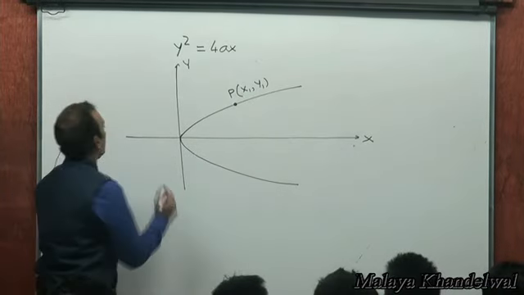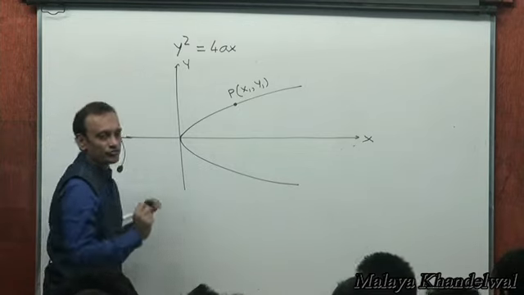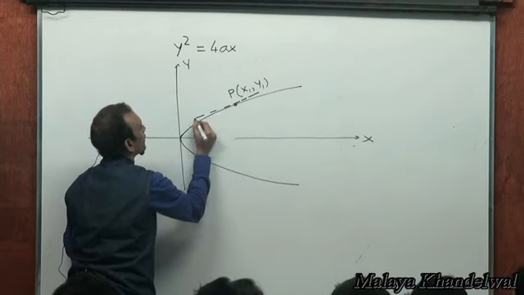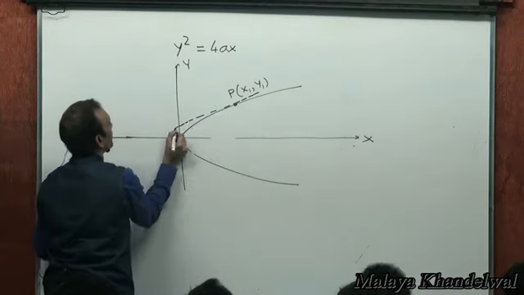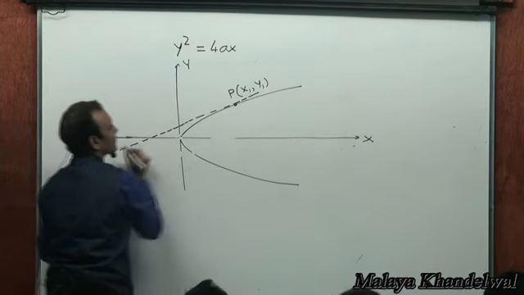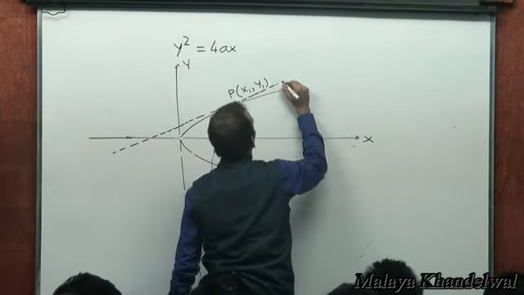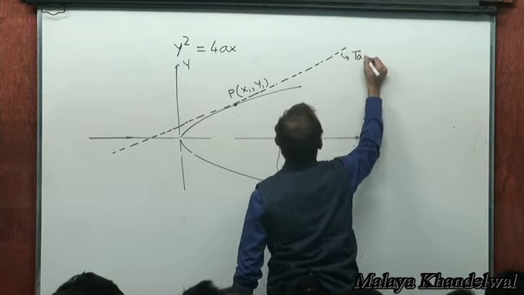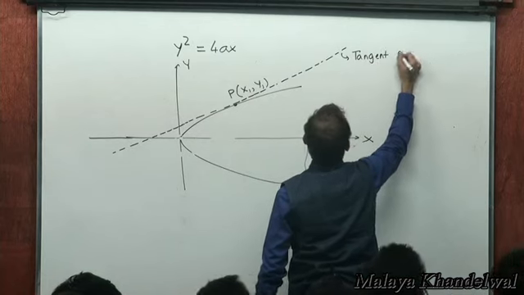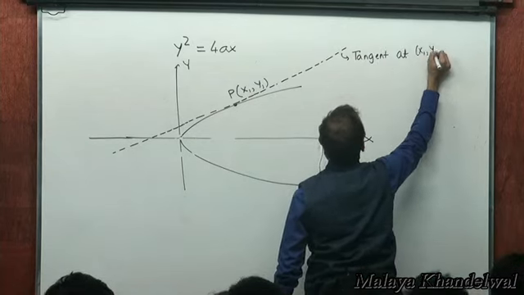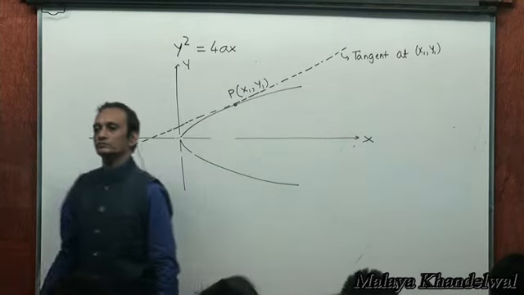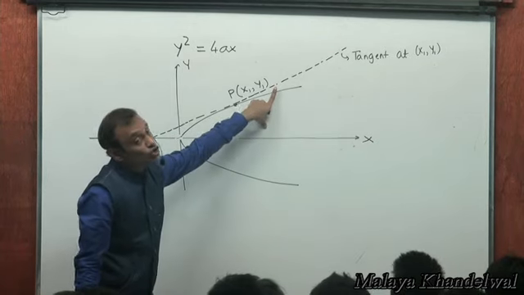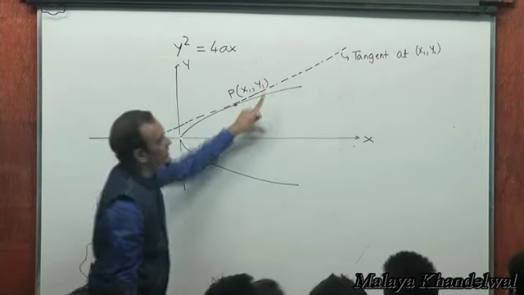right? I want to be able to find the equation of the tangent at x1 y1. I want to be able to find the equation of the tangent at x1 y1. Right? Now I know a point on the tangent, I therefore need the slope of the tangent to be able to find the equation of the tangent.